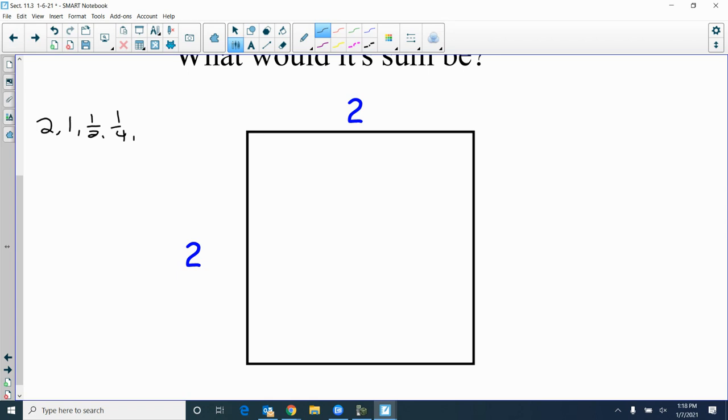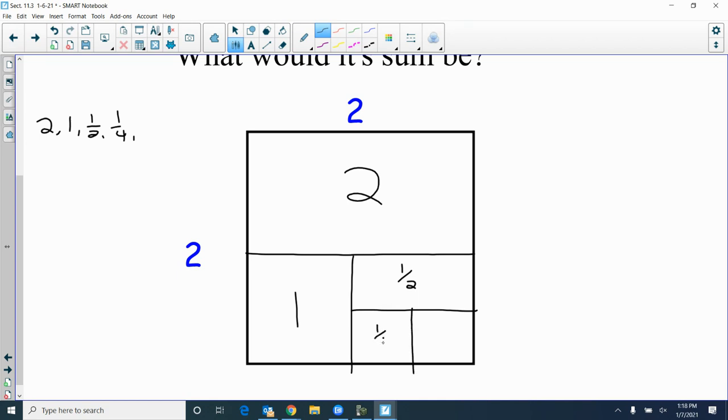So here's what I want to do. How do I represent 2 of the 4? I cut it in half. If I cut it in half, how much is here? 1. If I cut this in half, how much is this piece? A half. If I cut this in half, a quarter. If I cut this in half, an eighth, a 16th, a 32nd, a 64th, 128, 256.